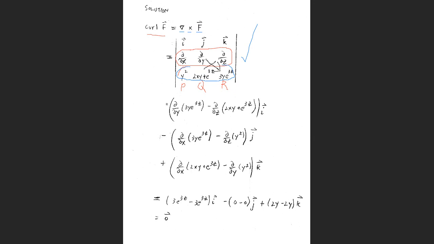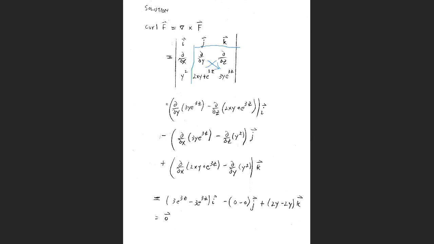we take the determinant of this 2 by 2 matrix, and we do the cross product.